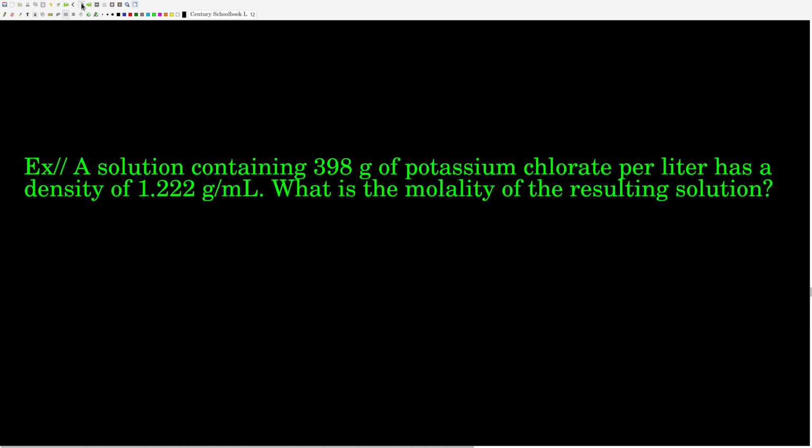So let's do a little example with molality. We have a solution that contains 398 grams of potassium chlorate per liter, and it has a density of 1.222 grams per milliliter. What's the molality of the resulting solution? So guys, go ahead and work this out real quick. Come back when you get an answer. Once more, we're going to want to assume we have exactly 1 liter of solution. Welcome back.